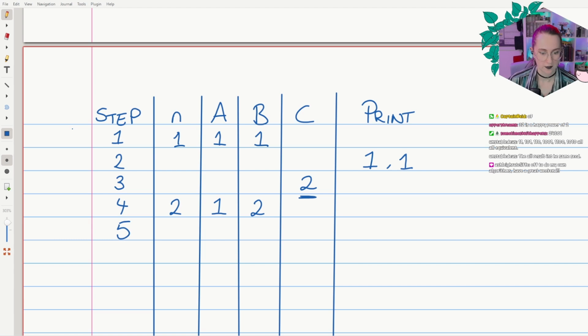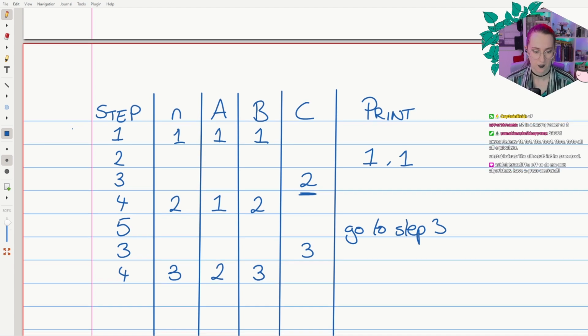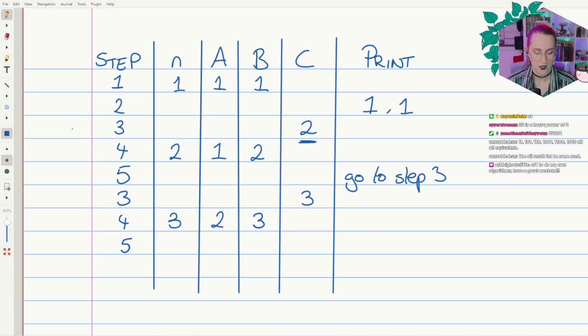So step 5 here. N is not greater than 5, so we're just going to go back to step 3. Going back to step 3, we take C to be the sum of A and B, so we get 3. We take 1 plus 2. Step 4 is then add 1 to N. A becomes B and B becomes C. Step 5 is going to be looking at N. N is less than 5, so we're going to go to step 3.